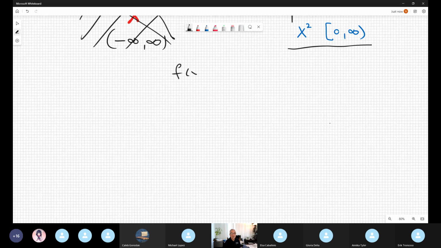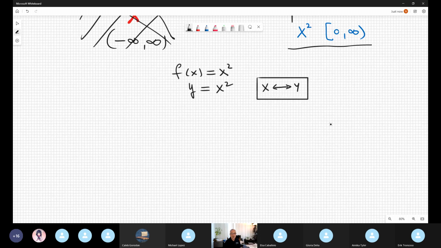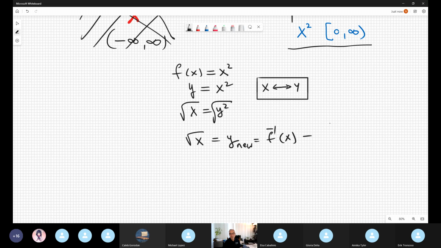F of x is equal x squared. You replace it for y because it's more comfortable in this way, and you interchange x and y. Now you have x equal y squared. Okay, cool. This is inverse and implicit, but I need explicit. And to get explicit, you find the square root because I need to isolate the y. Entonces, square root x is equal y. And this is the new y, que es the inverse function. In conclusion, the inverse function is the square root. Exactly as we predicted. You know very well.